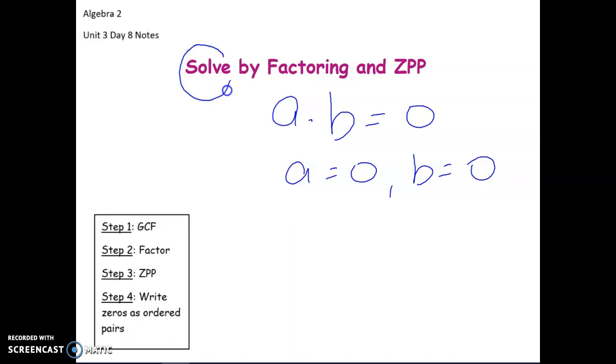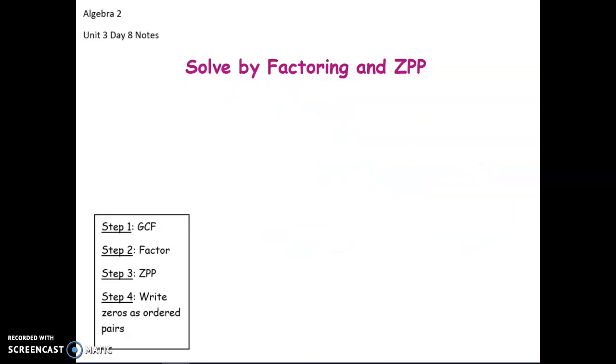The key word that we're seeing today is the word solve. When you have the word solve, you know your answer needs to look like x equals a number. You have not completed the problem until you get to the point where x equals a number. The method that we're using to solve is factoring, and we've done our 5 factoring methods already. We're just putting those all together now and saying that we're going to solve by factoring.